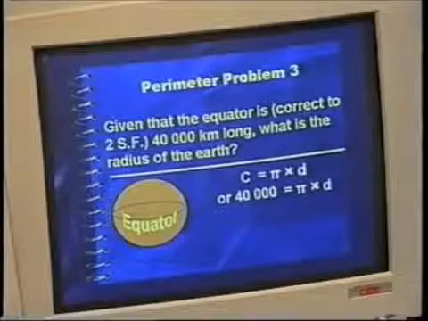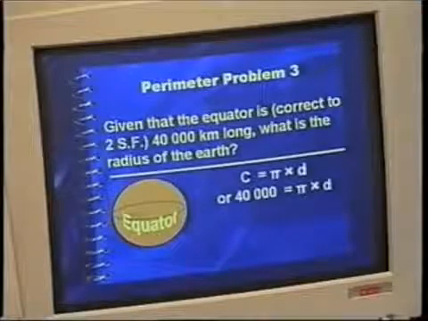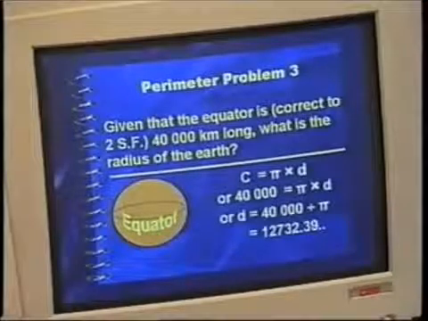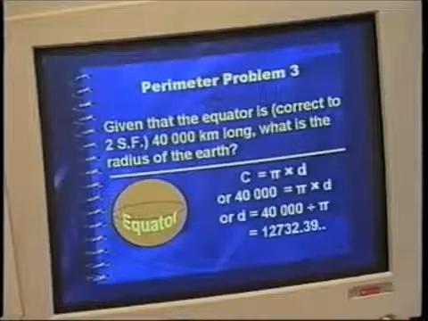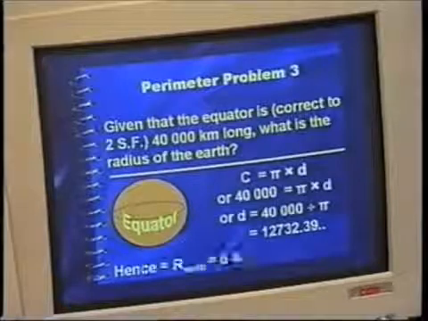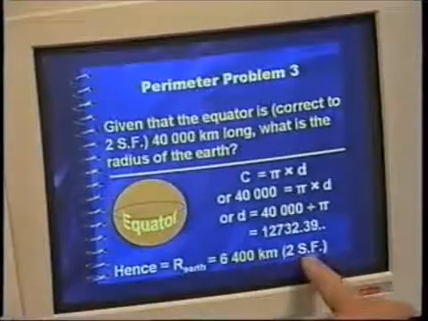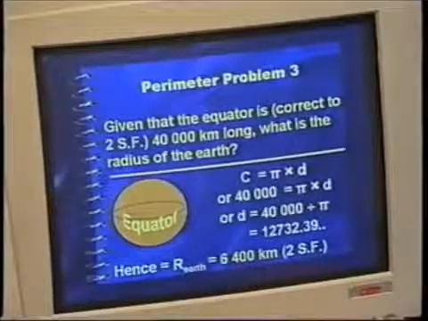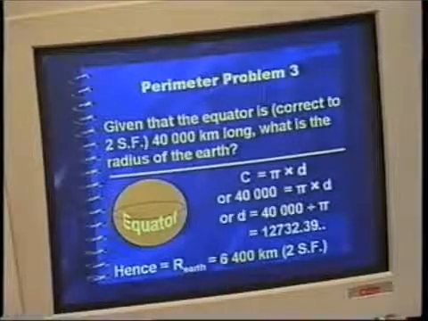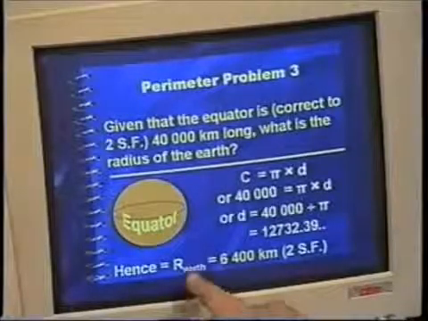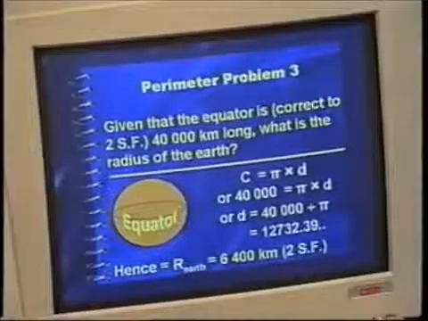We can now work out what the diameter is by dividing 40,000 by pi. We get approximately 12,732. If you now halve that and round it correctly to 2 significant figures, you should get 6,400 kilometers. So that is the radius of the Earth, and that's how it is normally written, R with a little E at the bottom for Earth.